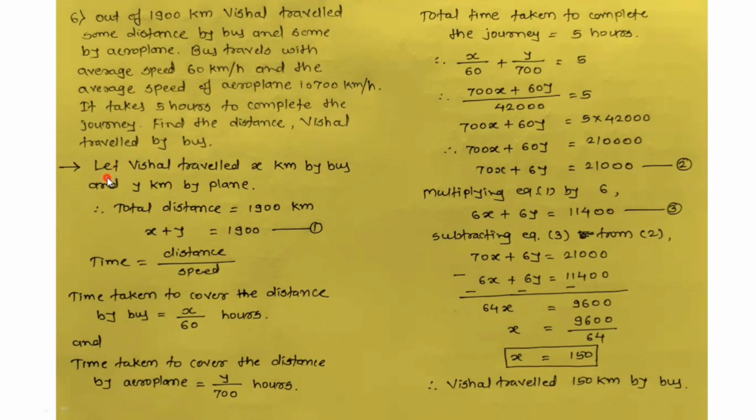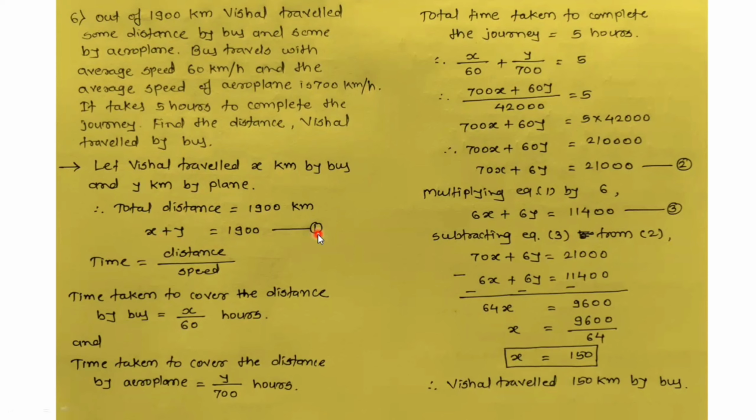So for that, let us assume two variables. Let Vishal travel x kilometers by bus and y kilometers by plane. The total distance is 1900 kilometers. So the distance traveled by bus and aeroplane add up to 1900 kilometers, and we will have the equation x plus y is equal to 1900, as x is the distance traveled by bus and y is the distance traveled by aeroplane. If we add these two, we get the total distance. So this is equation number 1.